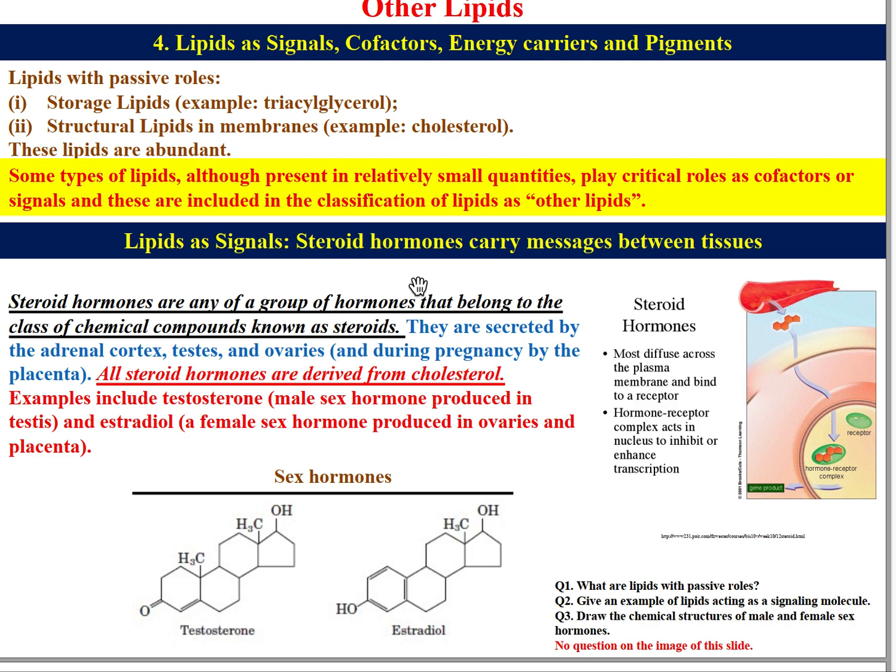So, lipids as signals: steroid hormones. Steroid hormones carry messages between tissues. Steroid hormones are any of the group of hormones that belong to the class of chemical compounds known as steroids. They are secreted by the adrenal cortex, testes, ovaries, and during pregnancy by the placenta. All steroid hormones are derived from cholesterol. Here are examples of male and female hormones, testosterone and estradiol, which are derivatives of cholesterol.